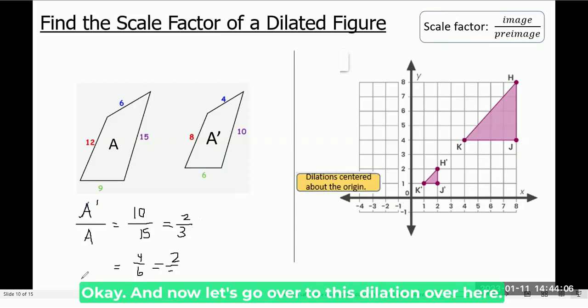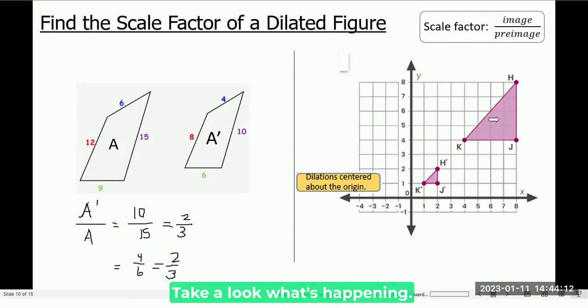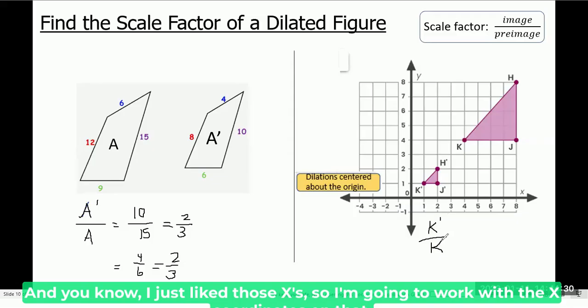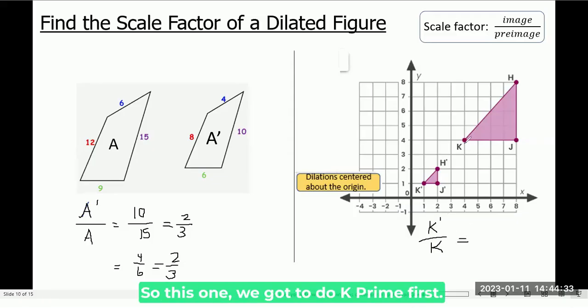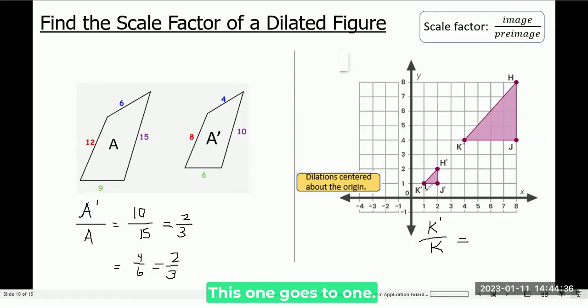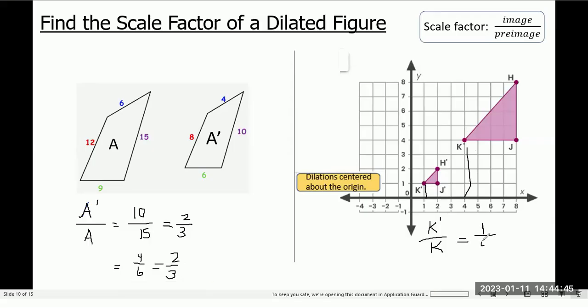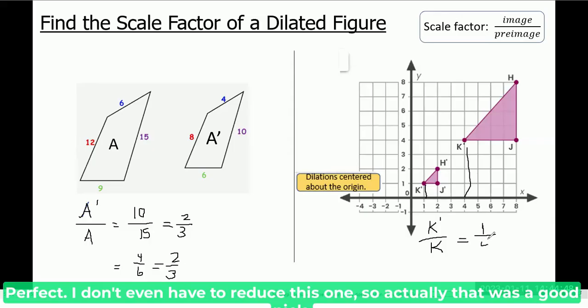Okay, and now let's go over to this dilation over here. Let's just take a look at what's happening. Starting with this one, then it goes to this one. So it is a reduction. I'm just going to go with those K's. So K prime over K. And I just liked those X's, so I'm going to work with the X coordinates on that. So this one, oh, I got to do K prime first. This one goes to 1. So 1 on top. And then this one corresponds with 4. 4 on the bottom. Oh, and perfect, I didn't even have to reduce this one. So actually that was a good pick.